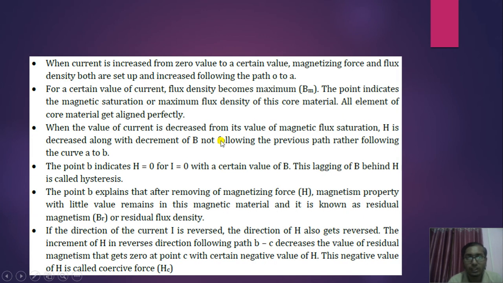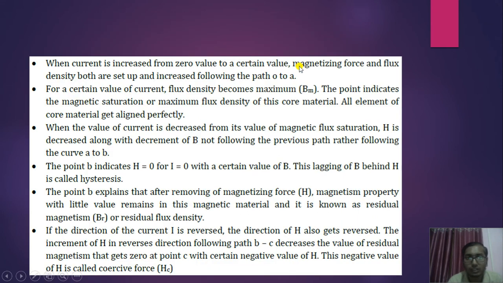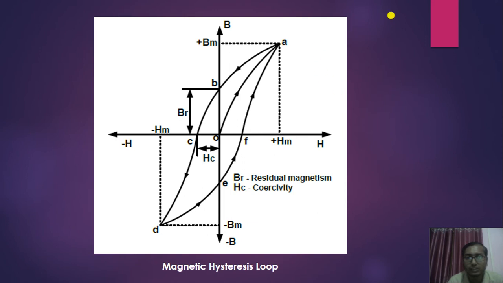So when current is increased from 0 to a certain value, magnetizing force and flux density are both set up and increase, following the path O to A. So here it is moving from O to A. Again, for a certain value of current, flux density becomes maximum. This point indicates the magnetic saturation, or maximum flux density, of this core material. All elements of the core material get aligned perfectly. So at this H we are getting the maximum flux density.